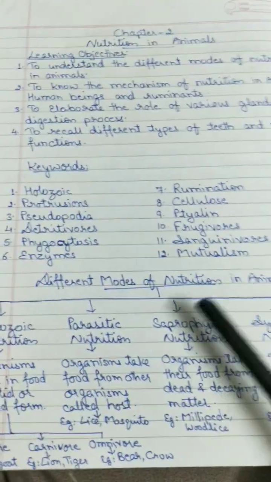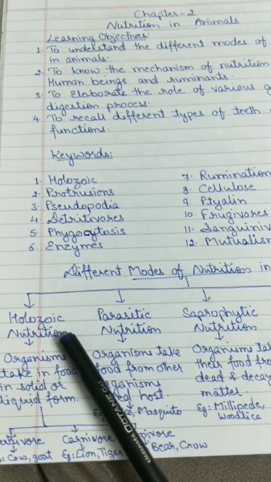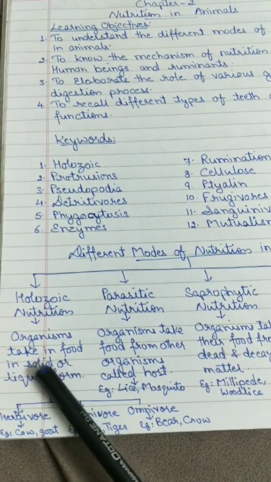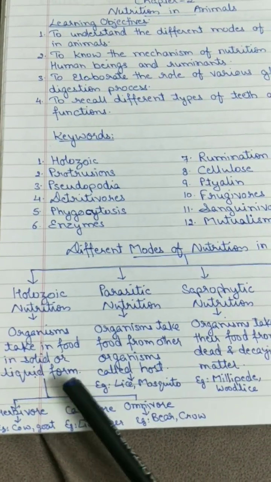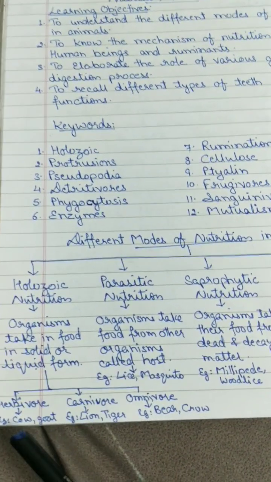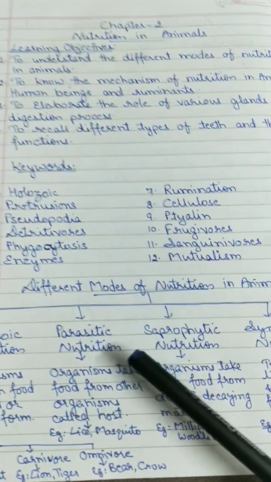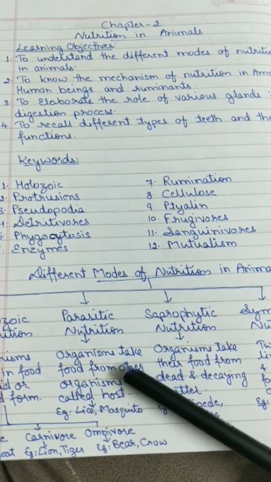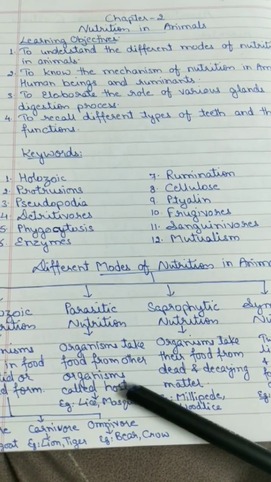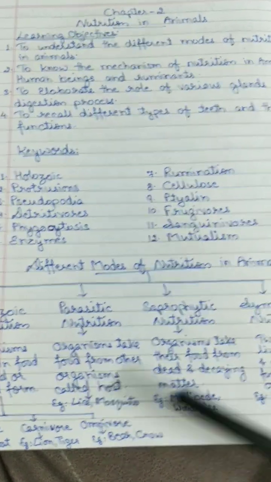Now, different modes of nutrition in animals. There are 4 modes of nutrition in animals. Holozoic nutrition: in this mode of nutrition, organisms take in food in solid or liquid form, and they are further divided into herbivore, carnivore and omnivore. Parasitic nutrition: in this, the organisms live in or on the body of the other organism called the host, and they derive their food from the host, like lice, mosquito.